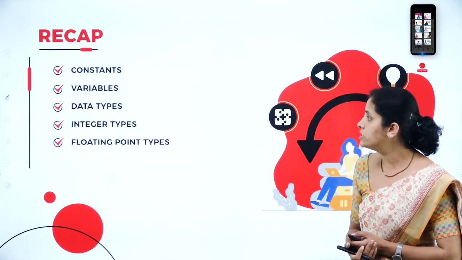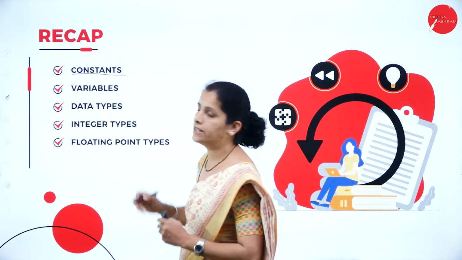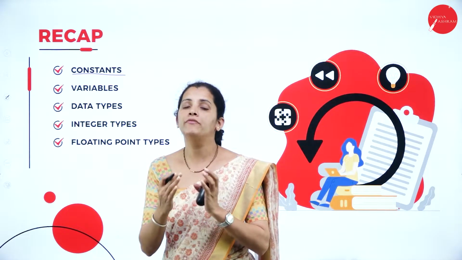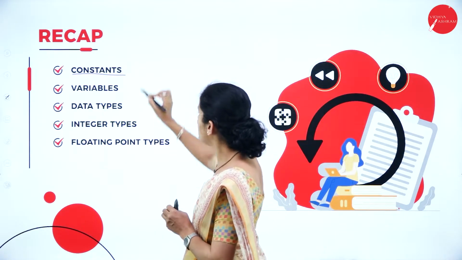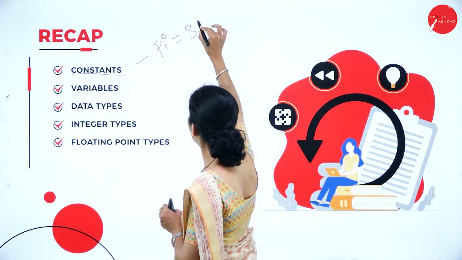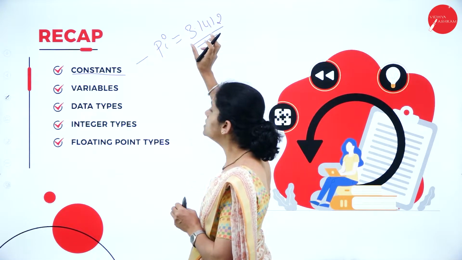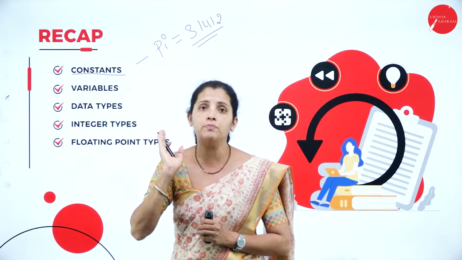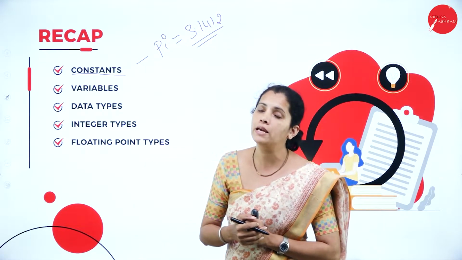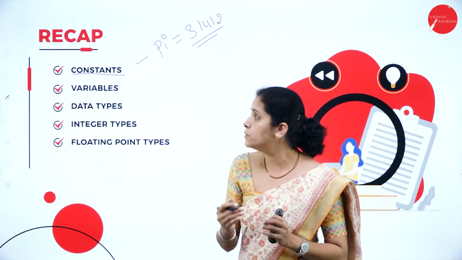So dear student, in my last session, I started with constants. Dear student, there are certain times I want to use some fixed value. For example, say I want to define pi equal to 3.1412 and I want to use this pi value the same throughout the program. In that situation, I'm going to declare that variable as constant. So constant, in the sense, is a fixed value.